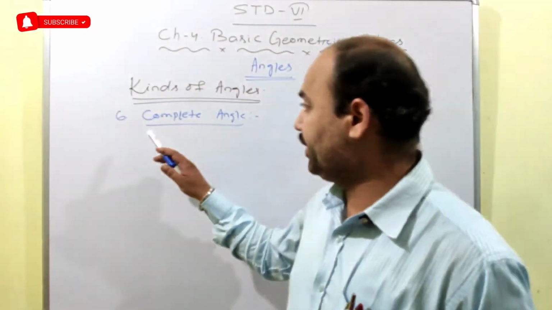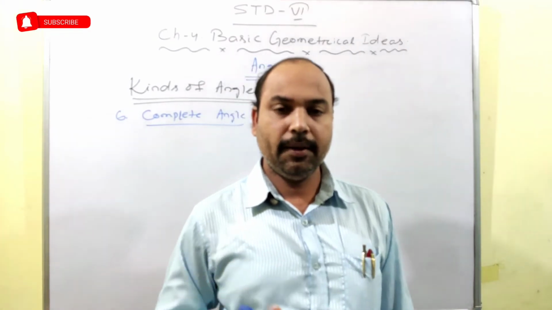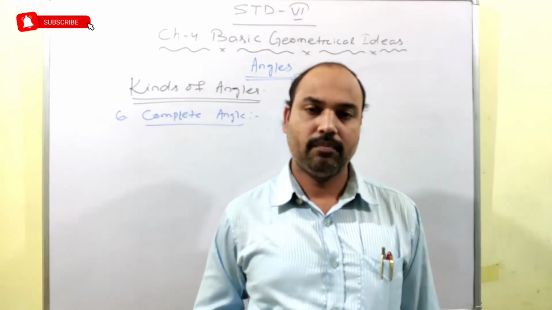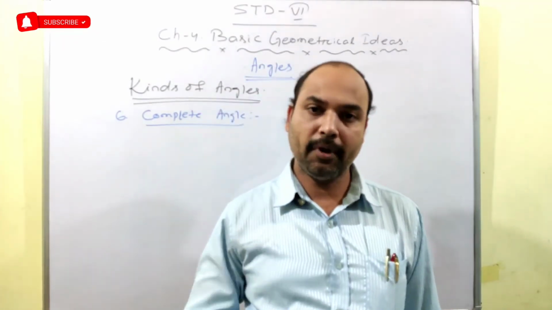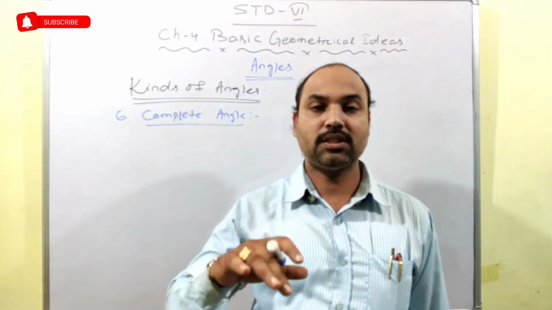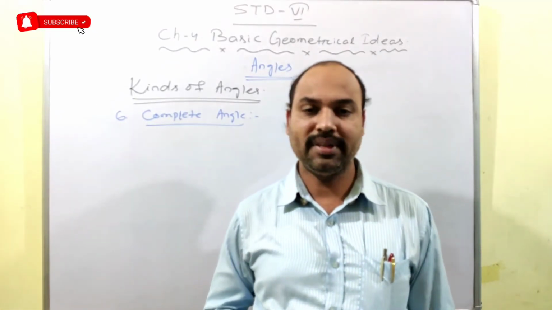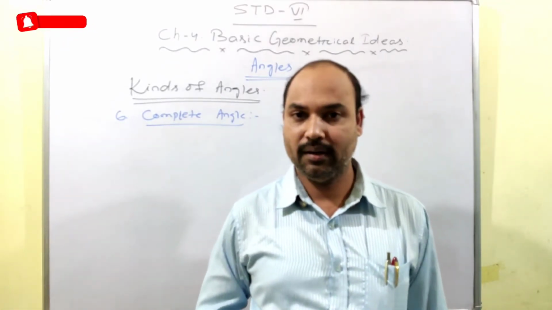Okay, last one is your complete angle. So what is called a complete angle? If a rotating ray makes a total revolution and comes to the initial position, or it is coincident with the initial position, then which angle is formed? That angle is known as a complete angle.